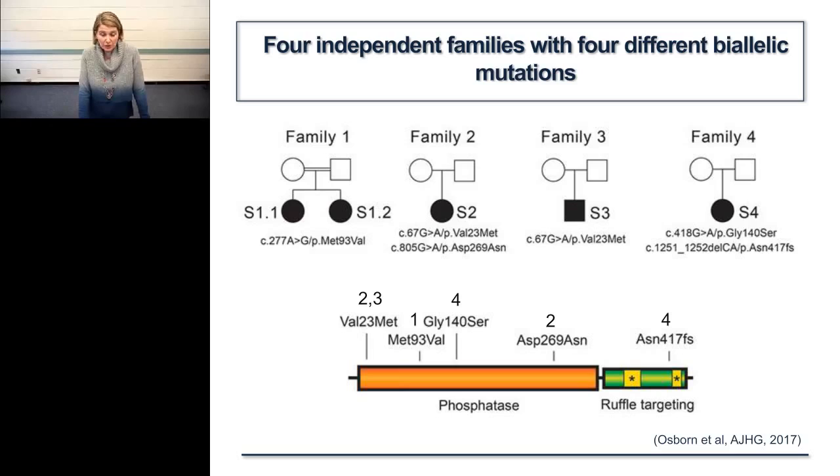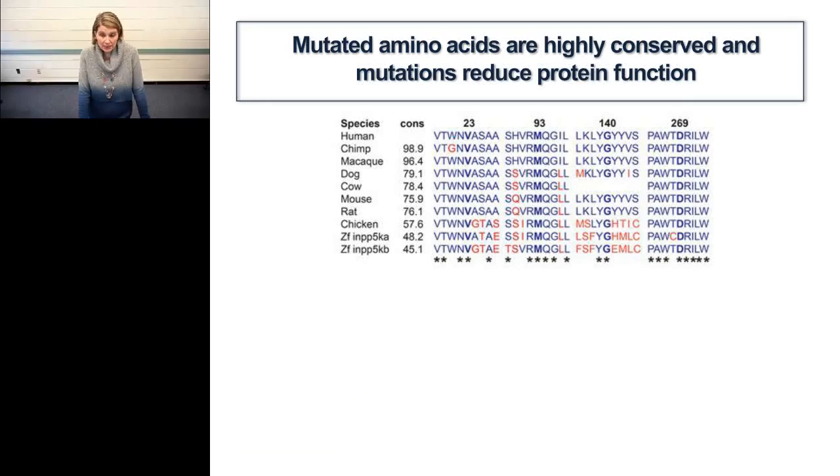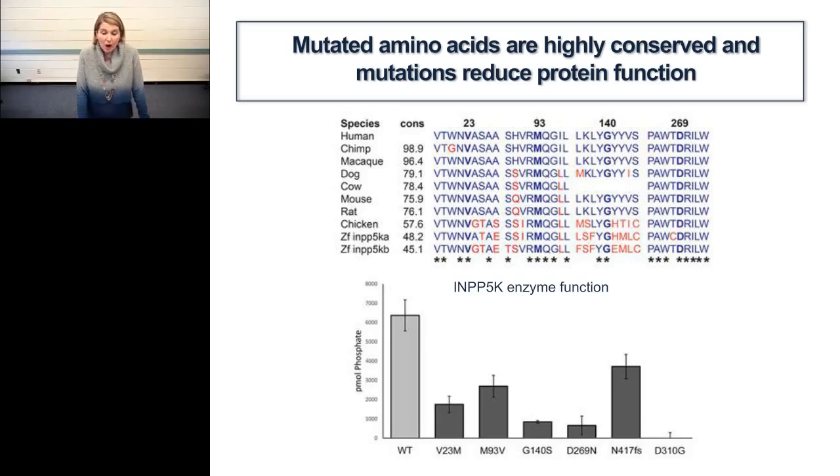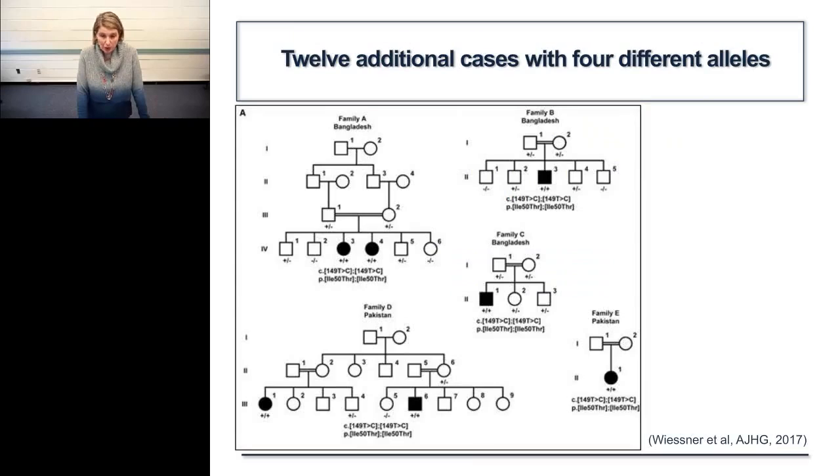These mutations are distributed mostly in the phosphatase domain and in the ruffle targeting or SKICH domain. They are all incredibly conserved all the way to the zebrafish, and some of them are in very, very strongly conserved domains, which are critical for phosphatase function. When we tested the enzyme function in collaboration with Laura Swan's group in the UK, we saw that most of our mutations very severely reduced enzyme function in INPP5K in its ability to remove phosphate from PIP2 to PIP1.